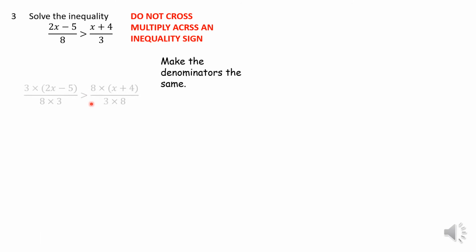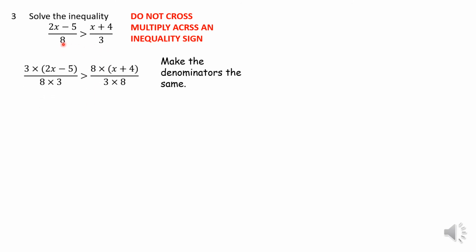Okay? So we're going to make the denominators the same first. And the LCM of 8 and 3 is 24. Because 8 times 3 gives you that 24, and so does 3 times 8. And that is why the top one, I'm multiplying it by 3. And also, put those expressions in brackets. Otherwise, you will simply multiply the 3 with the 2x and not with the negative 5, and therefore making everything of yours to be wrong. Now, after I do that, I still keep them there.